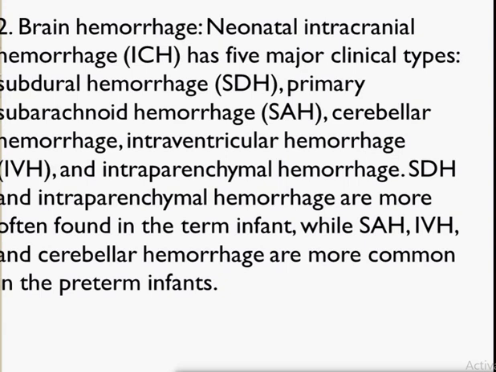After RDS, then brain hemorrhage. Neonatal intracranial hemorrhage, ICH, has 5 major clinical types: subdural hemorrhage, primary subarachnoid hemorrhage, cerebellar hemorrhage, intraventricular hemorrhage, and intraparenchymal hemorrhage. Of course, usually subdural and intraparenchymal hemorrhage occur in full term, while subarachnoid, intraventricular, and cerebellar hemorrhage occur more in preterm infants.